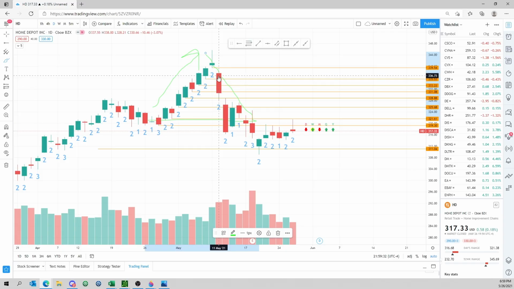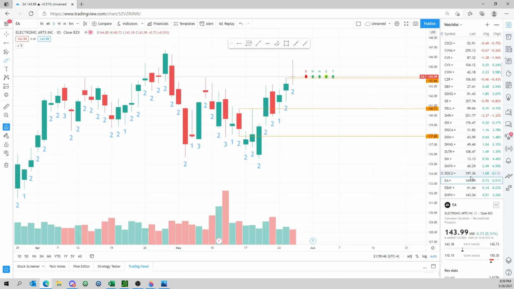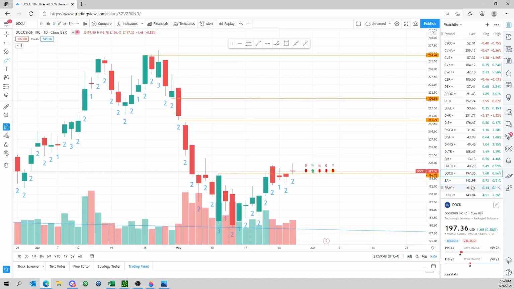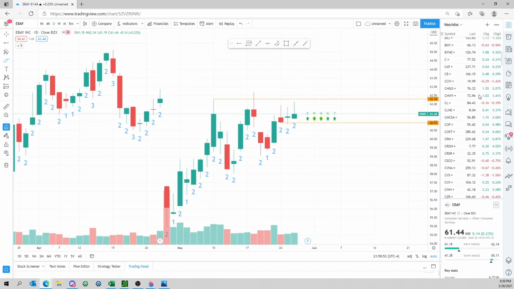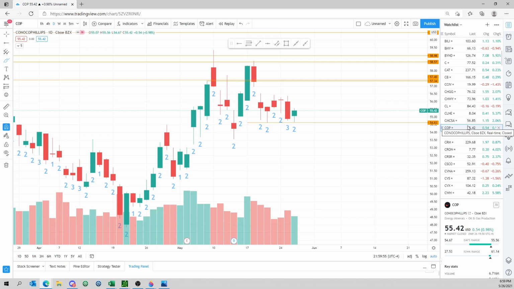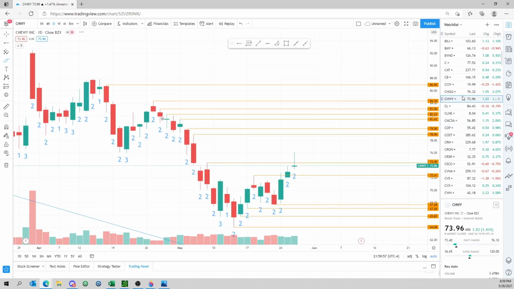Does it always work like that? No. But it can give you your entries and your exits as well. So the next candle would be your exit or your profit taking. These charts are not nice.